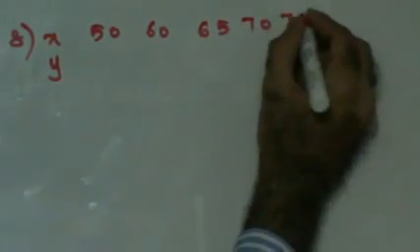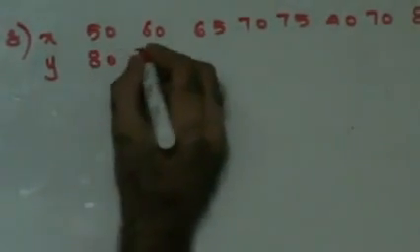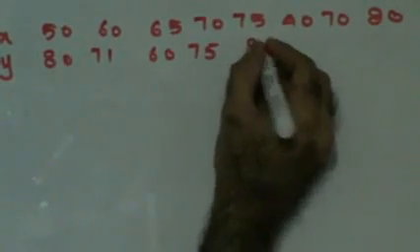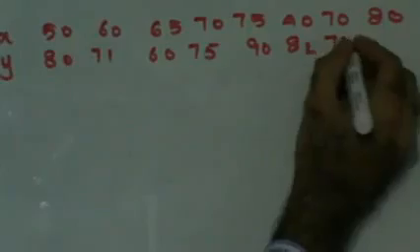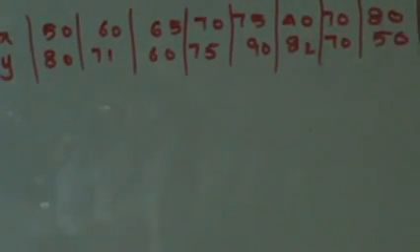Next, find rank correlation for the following data. X: 50, 60, 65, 70, 75, 40, 70, 80. Y: 80, 71, 60, 75, 90, 82, 70, 50. Here you are going to have repeated ranks. I want you all to try this on your own and see how you get the answer.